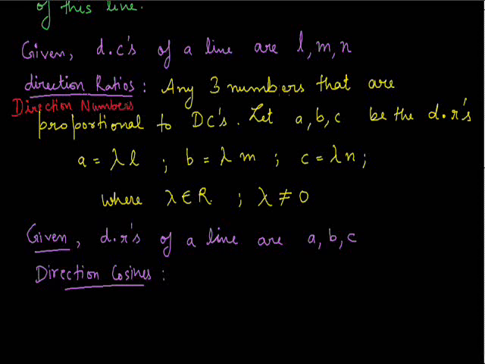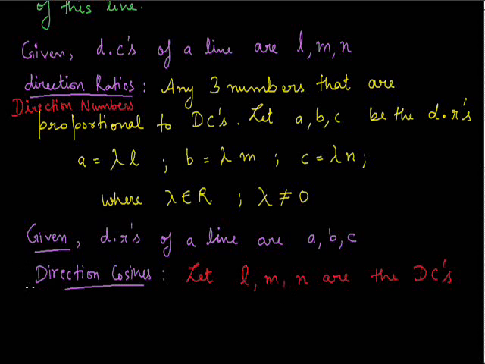So any three numbers that are proportional to the direction cosines are called direction ratios. And in this scenario, we are given direction ratios which are A, B, C. And what we need to find out is the direction cosines. Let's see how we can do this. So let L, M, N be the DCs. We are assuming that the DCs are L, M, N.